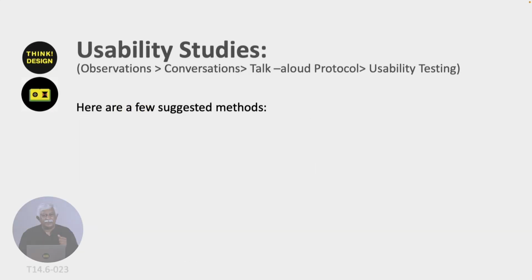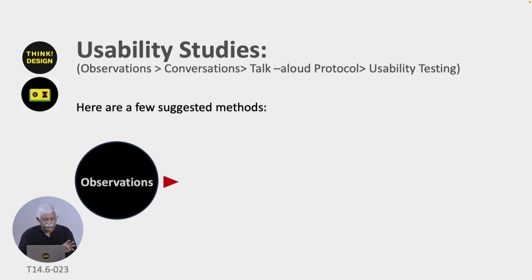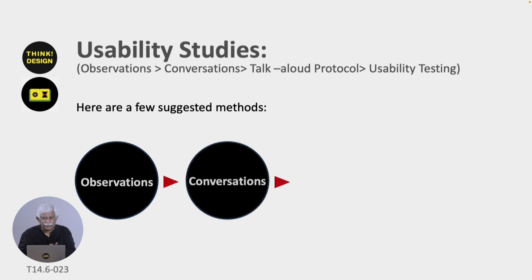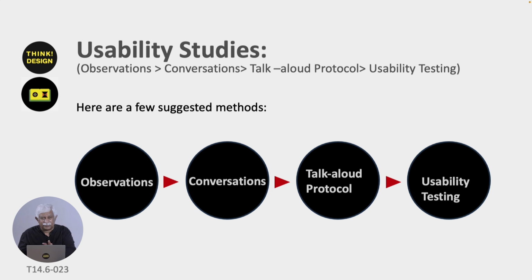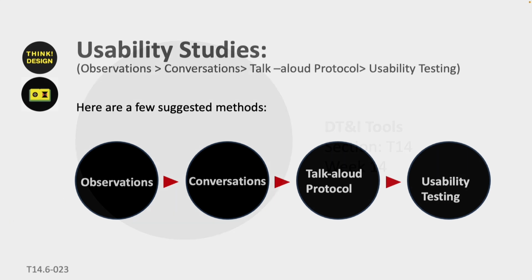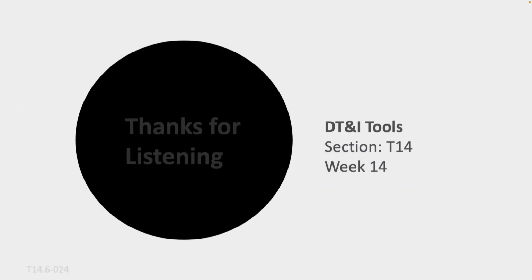Let's look at the usability studies overview. We started with observations, followed by conversations, then think aloud prototype and usability testing. All of them are important. You should try out at least one of them or all of them, because they are very useful methods for getting feedback on the prototype that you have made. So, thanks a lot for listening. This was section T14 of week 14.